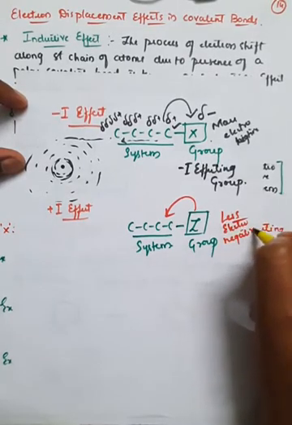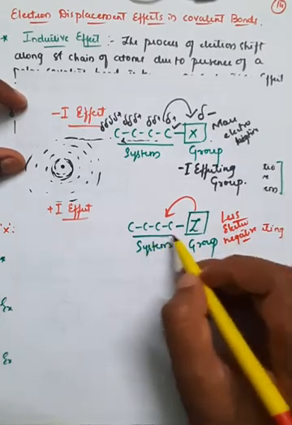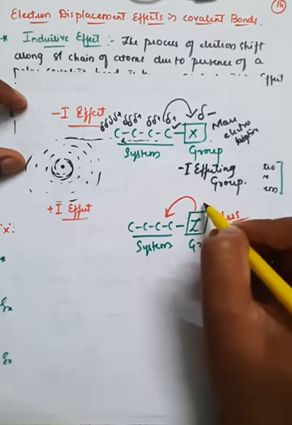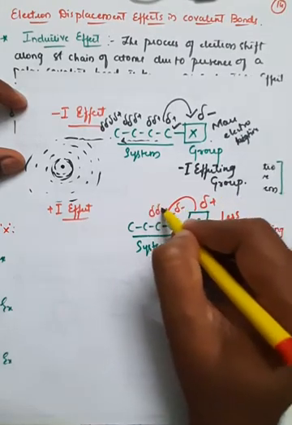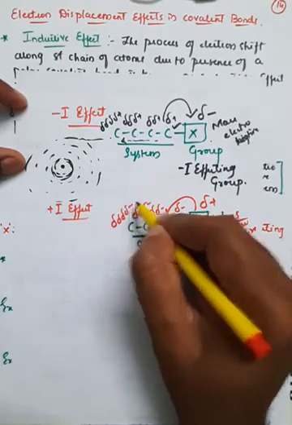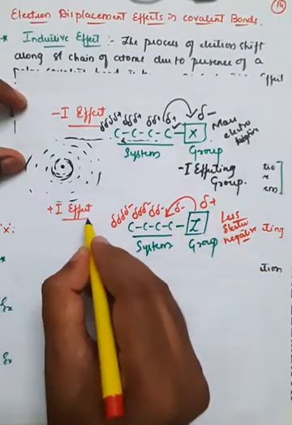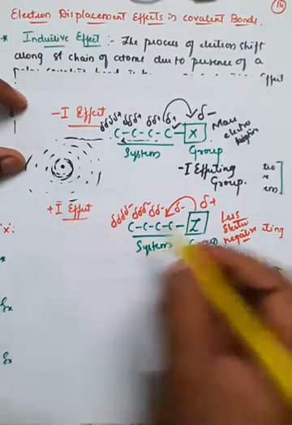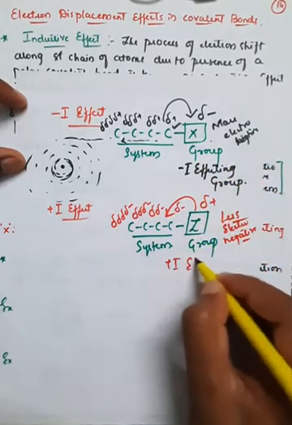So the Z atom is less electronegative when compared to that of the carbon chain or the system. Therefore it will get the partial positive charge and this carbon will get the partial negative charge, and the effect goes on decreasing as the number of carbon atoms goes on increasing. This type of effect is called the plus I effect, and Z is called a plus I effecting group.